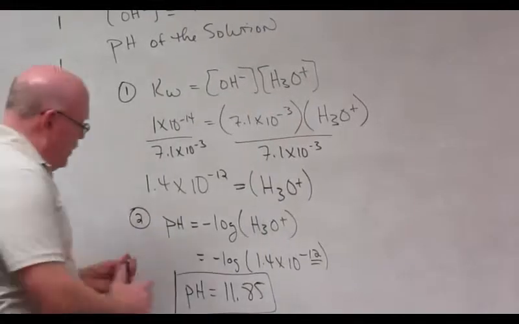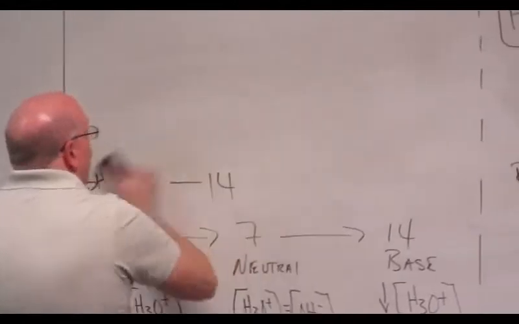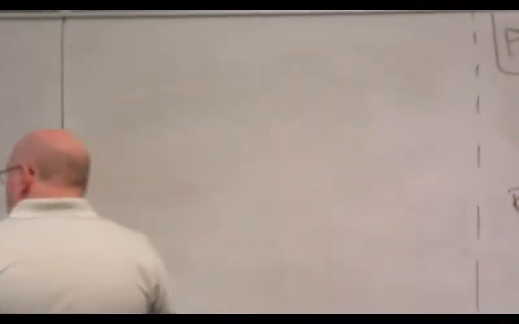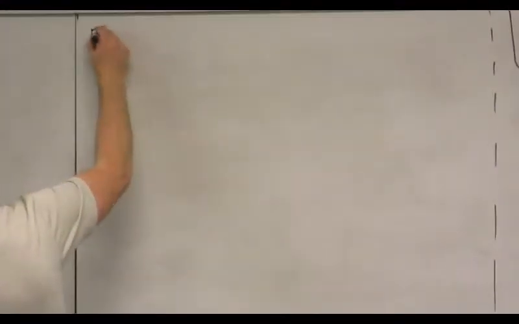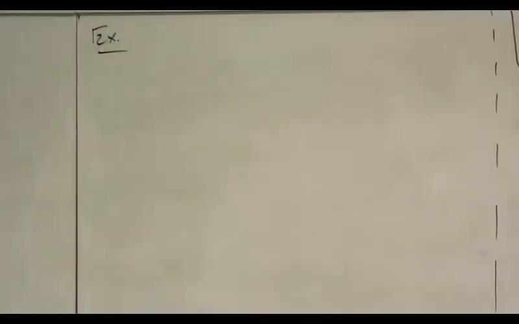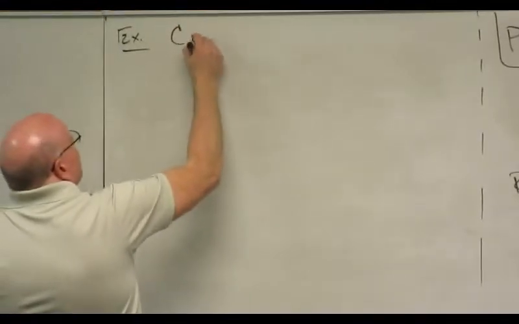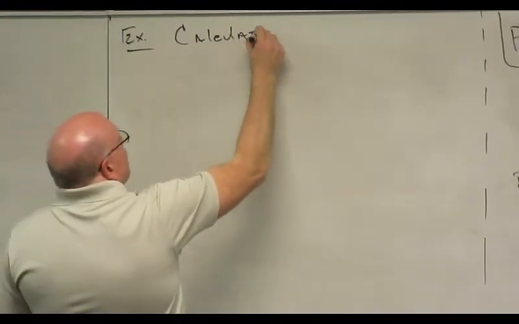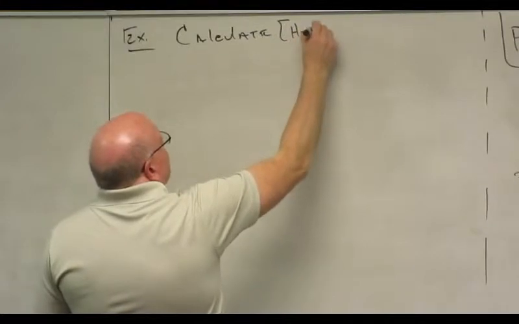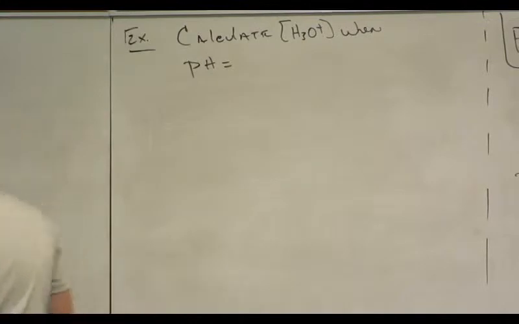They'll ask you, and they'll sometimes do this, and I'm going to show you a different way to do it than what you see in the book. Nothing wrong with the way the book does it, however, this way is a little bit more straightforward. It says calculate the hydronium ion, calculate H3O plus concentration when the pH is equal to 8.37.